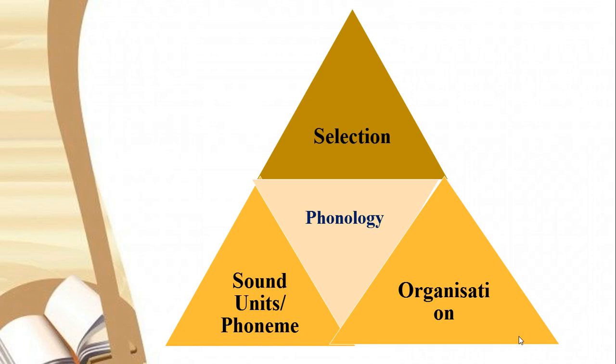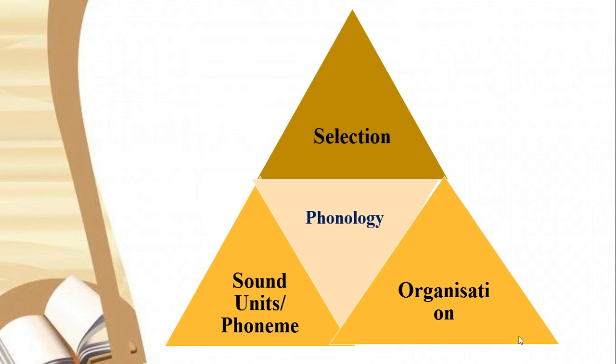In organization of speech sounds, some sounds can be articulated together. Some sounds cannot be articulated together. We have words beginning with SP, ST, SL, SK, but we don't have any words beginning with SX.